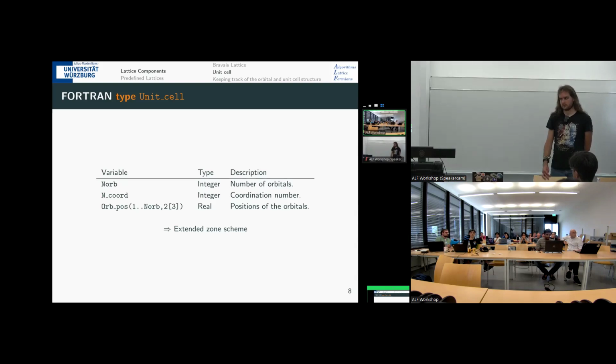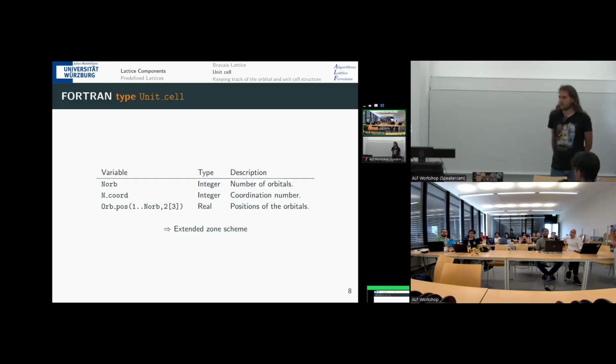Comments, questions? Okay. Perhaps one more question. Yes, please. If you have a one-dimensional system along the A1 direction, the A1 primitive vector, do you always have periodic boundary conditions, or can you choose open boundary conditions?